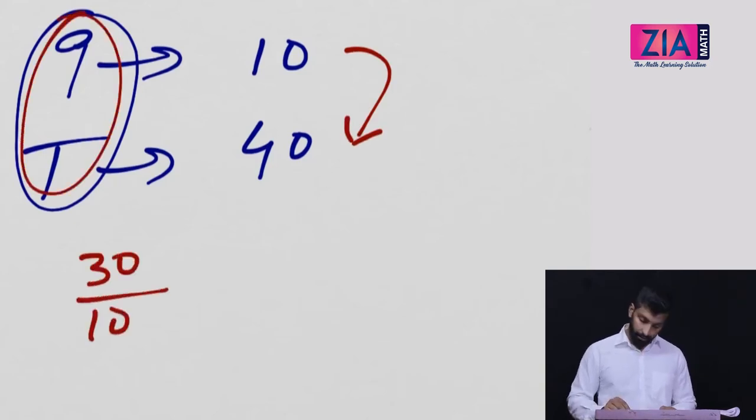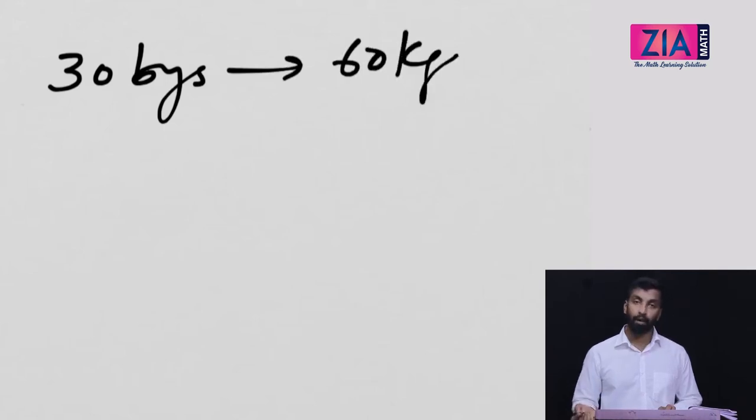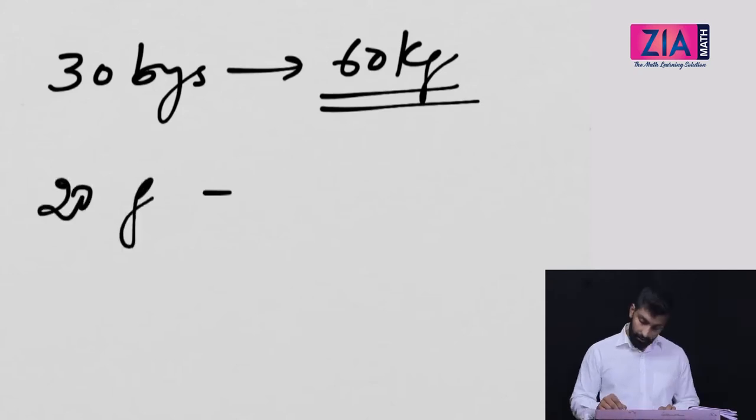Now it is 10. You see 3 can be the change. So this 10 becomes 13. Now what is simple average, weighted average, etc.? So let's take an example. 30 boys, weight 60 kg. Okay? Average 60 kg. 20 girls is 40 kg.